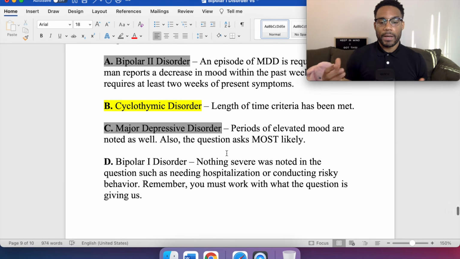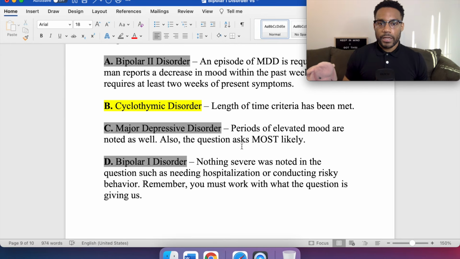And why not bipolar 1 disorder, which is answer choice D? Nothing severe was noted in the question, such as needing hospitalization or conducting risky behavior. Remember, you must work with what the question is giving us. So D, bipolar 1 disorder, would not be the correct answer. When we're going through the exam, and this is for all of these types of questions, whether we're talking about diagnosis or the first or next best type of questions, we want to work with what the exam is giving us, the information within the question itself, and we want to pick the best possible choice.